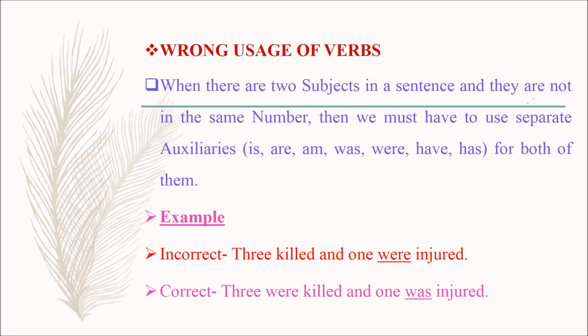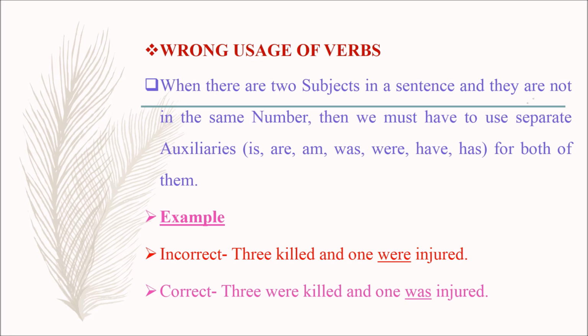Let me read it again. When there are two subjects in a sentence and they are not in the same number, then we must use separate auxiliaries is, are, am, was, were, have, has for both of them. Let's see the first sentence. Three killed and one were injured. Is that the correct sentence? No. The correct sentence is three were killed and one was injured.